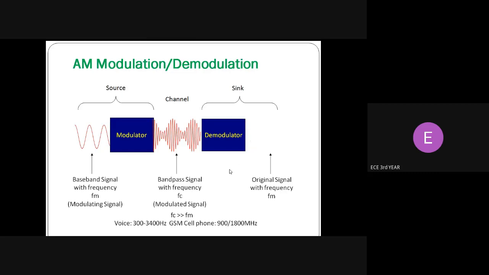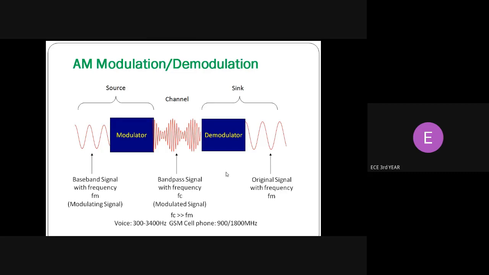So once again, let's look back at how it has been developed. Initially, the message signal is given to the modulator. After the modulation, we get the high frequency modulated signal, and this signal is transmitted, received and demodulated, and now we get back the original signal.